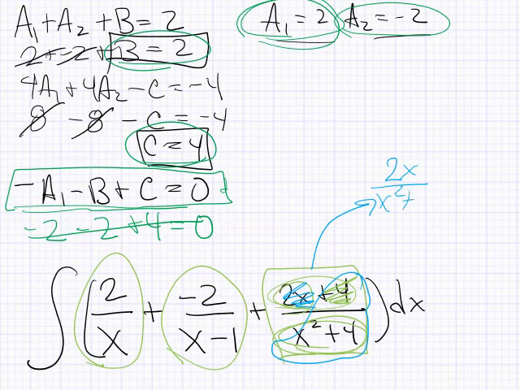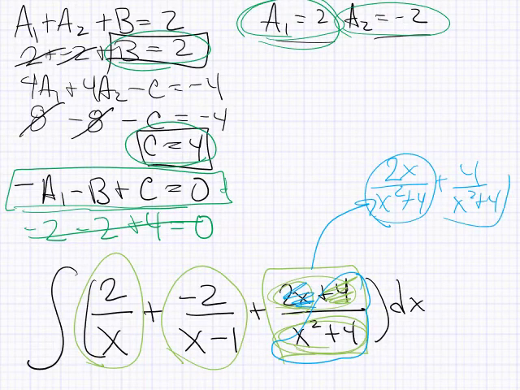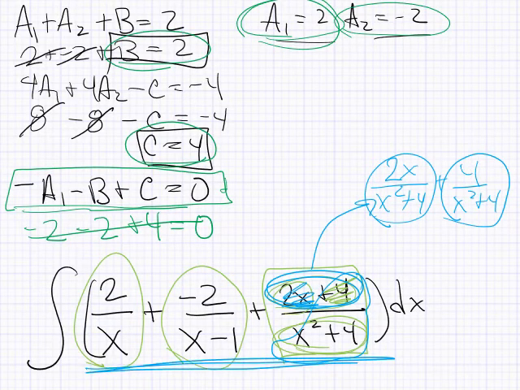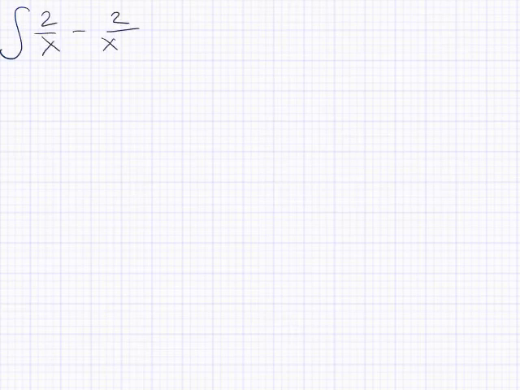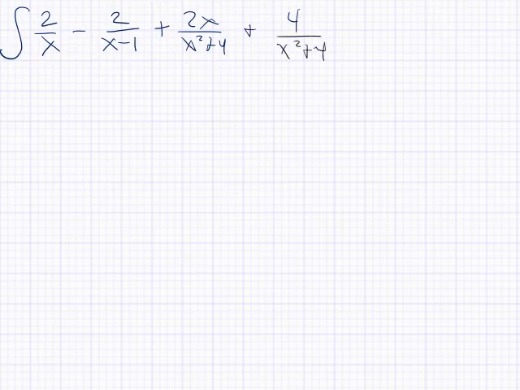2x over x squared plus 4 plus 4 over x squared plus 4. And this one could be substitution, and this one could be an arctan. That's totally legitimate. You can split apart numerators. You cannot split apart denominators unless you do partial fraction decomposition. And so now we're going to go ahead and integrate this. So now we finally get to integrate. And so I'm going to do the integral of 2 over x minus 2 over x minus 1 plus 2x over x squared plus 4 plus 4 over x squared plus 4 dx.